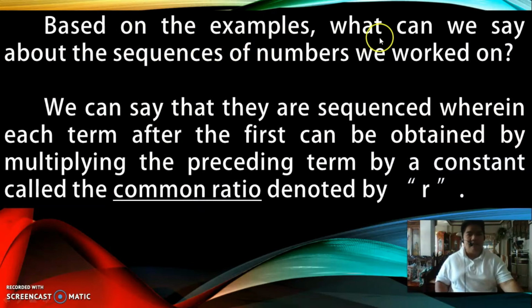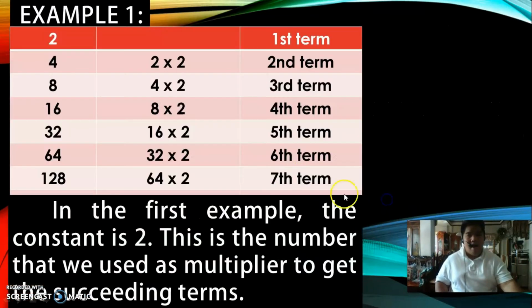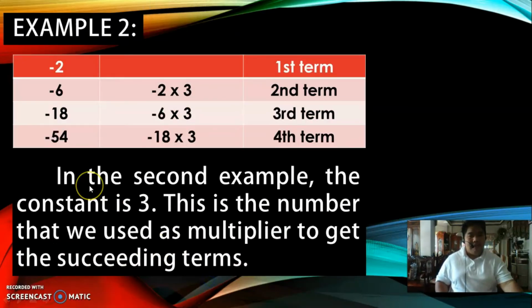Based on the examples, what can you say about the sequences of numbers we worked on? We could say that they are sequences wherein each term after the first can be obtained by multiplying the preceding term by a constant called the common ratio, denoted by R. So in example number 1, the constant is 2. Can you see? This is the number that we use as multiplier to get the succeeding terms. In example number 2, the constant is 3. Here, this is the number that we use as multiplier to get the succeeding terms.